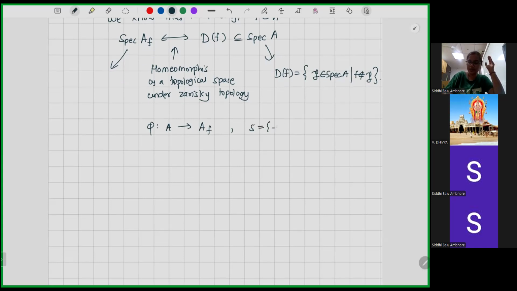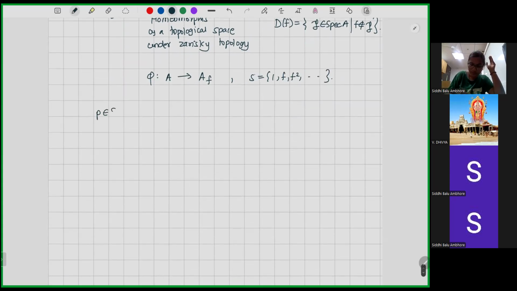S is my multiplicative set 1, F, F squared, and so on. So if P belongs to Spec A, I think we did such kind of thing. Even, if you remember, we did that in Z with respect to a prime. We did that in the case of prime ideals, localizing with respect to prime ideals, so the inverting elements were everything outside that prime ideal. I think we did this somewhere in the lectures, but this is different from that.